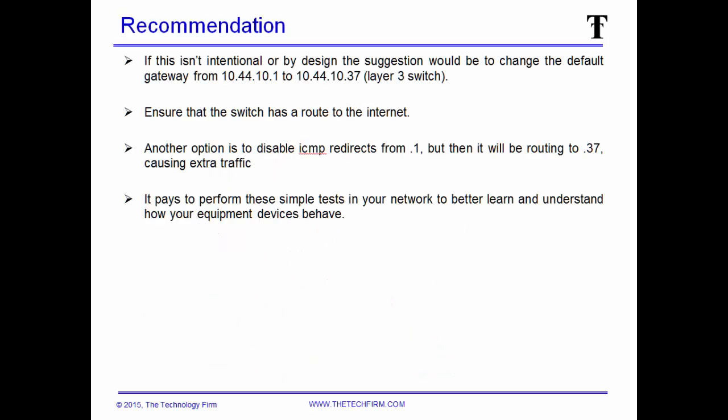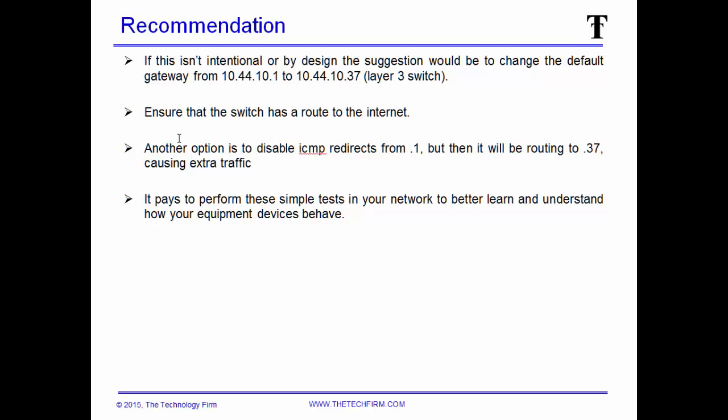So I had a little talk and I had a few recommendations for them, and I said, well, if this isn't intentional or by design, I would suggest you change the default gateway. That way it hits the layer 3 switch and it determines if it's internal or if it goes external. The other thing I suggested was make sure that when you make that switch the default route, it has a default router, a default gateway, to go off to the internet if the address is not internal.